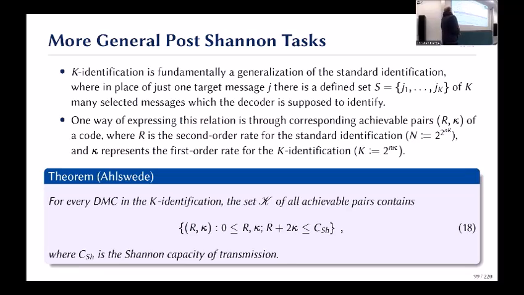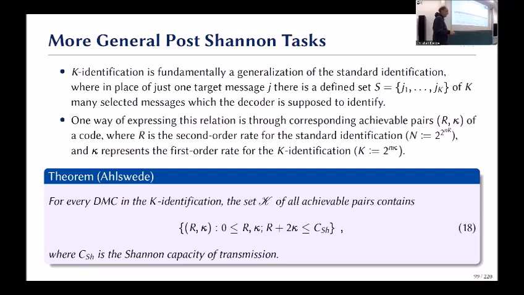Then already Ahlswede showed a lower bound: R plus 2 kappa is bounded by the capacity, where this is again the Shannon capacity of transmission. We also started work on it. We find an upper bound and a lower bound, but they do not match. But perhaps K identification is the next step to look at for construction. And of course, there are constructions based on identification codes, but they are not really developed yet.